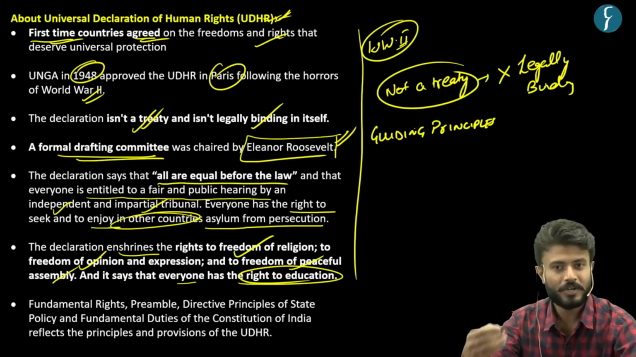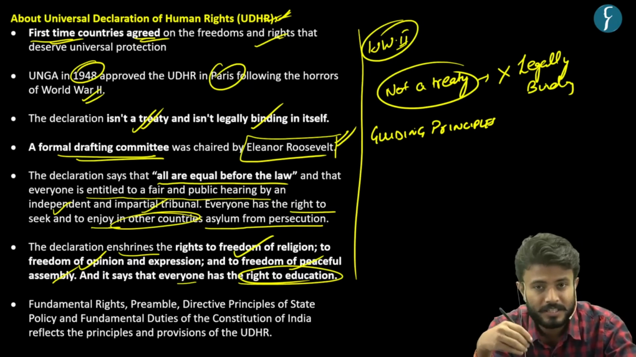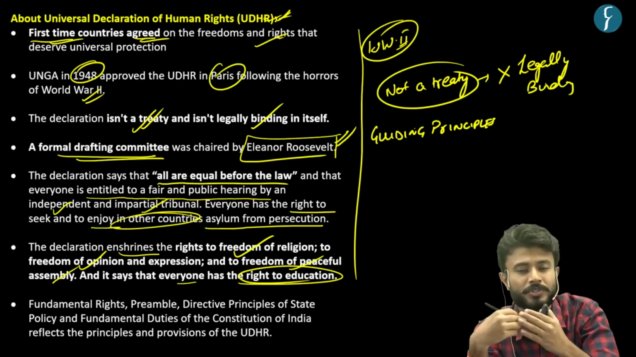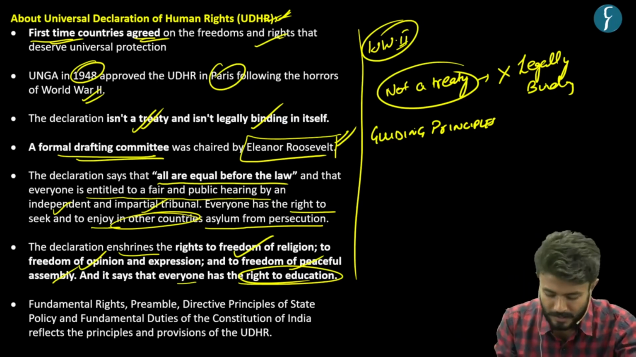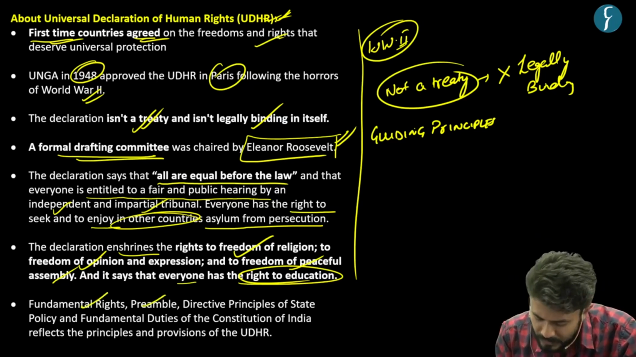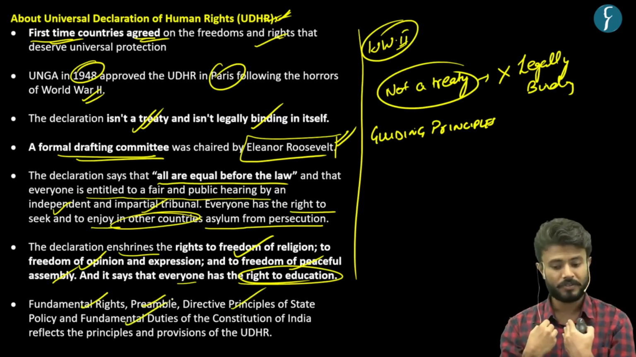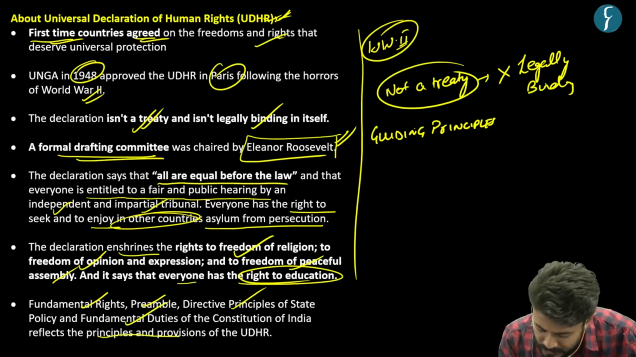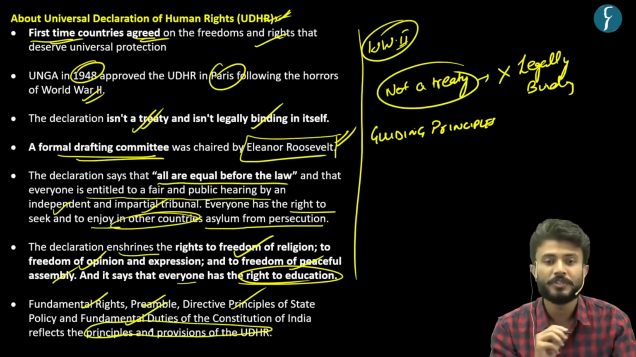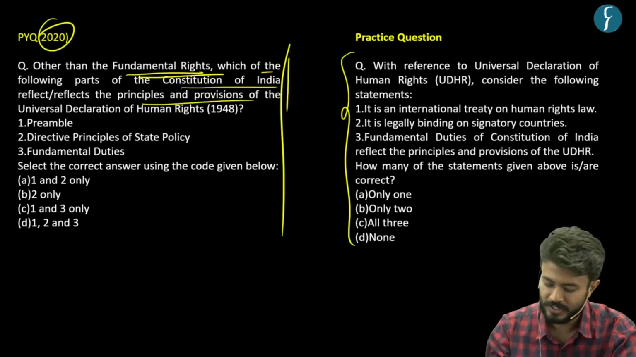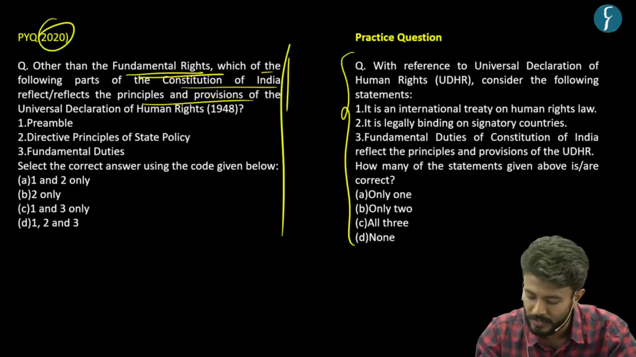Okay, so that is how you can see how this Universal Declaration of Human Rights is so much similar to the Indian Constitution also, right? Fundamental rights, preamble, directive principles of state policy, and fundamental duties of our Constitution reflect the principles and provisions of UDHR. Okay, pretty simple topic.